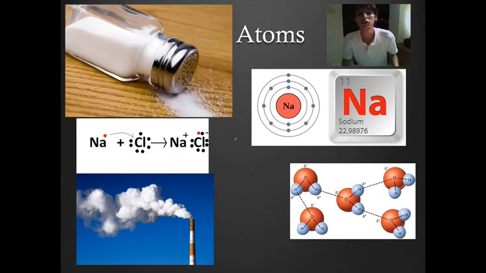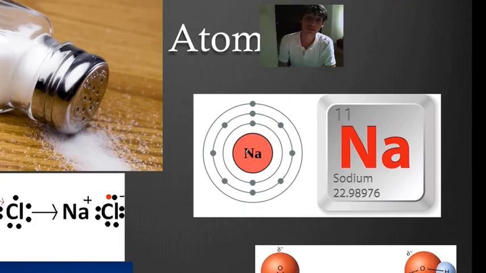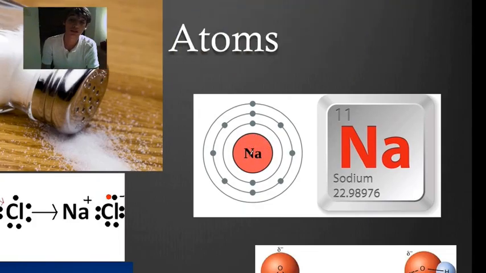Moving on to atoms. Atoms are a fairly easy concept, so it's mostly review, but I'll still go through it. Atoms have the neutrons and the protons in the nucleus, and the electrons outside in different electron levels or electron shells. Electrons have a negative charge, protons have a positive charge, and neutrons have no charge.